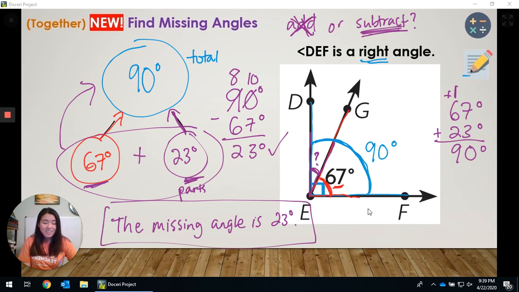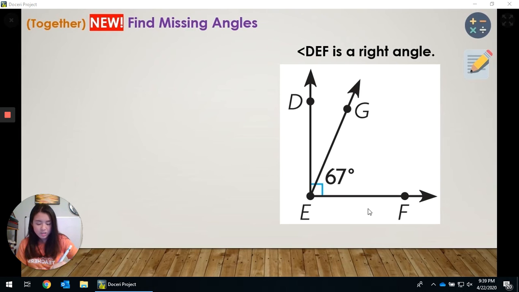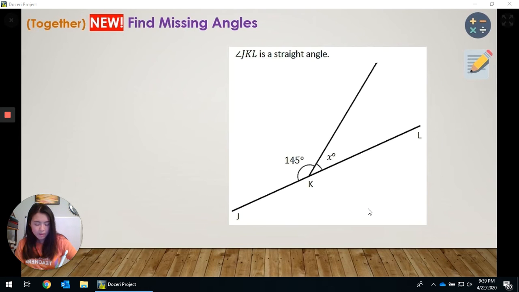All right, how are we feeling? Because we have one more before it's all you. Okay, here we go. Here's our next question. This one looks a little bit different, but we still use the same steps. We always look and see what kind of information they gave us to start.